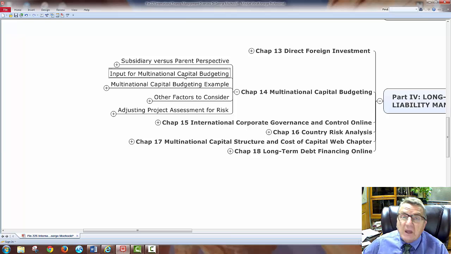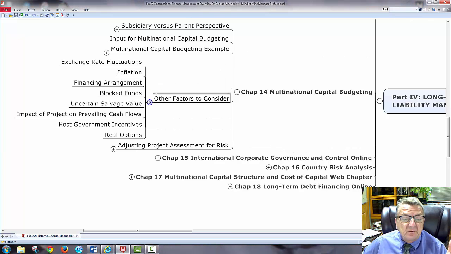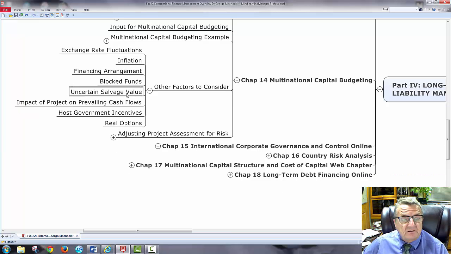Input for multinational capital budgeting. Multinational capital budgeting, there's an example in here. Other factors to consider, such as inflation, financing, blocked funds. You can't get uncertain salvage value depending on the country. Impact of projected prevailing cash flow. Exchange rate could change that. Your taxes, some kind of disruption in their financial market could lock my money in there, or change of government, whatever. Host incentives and real options.